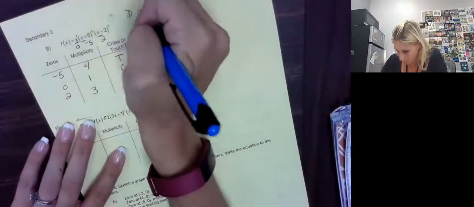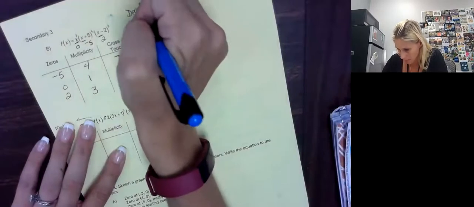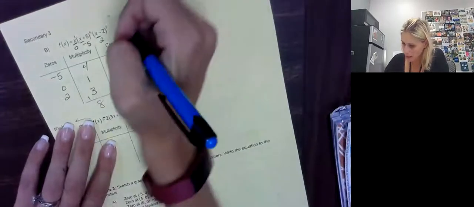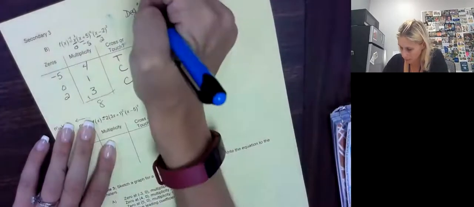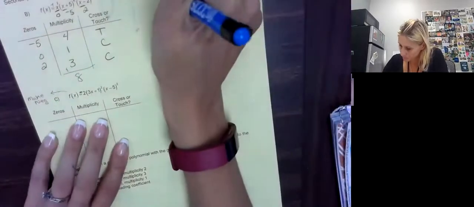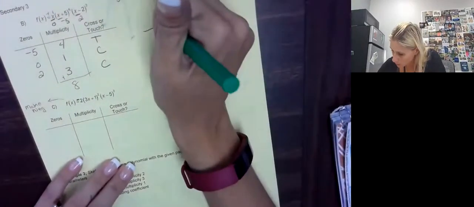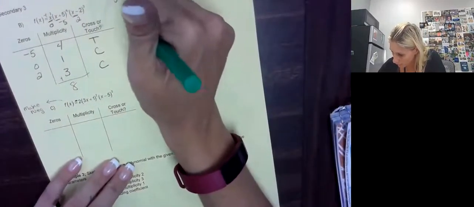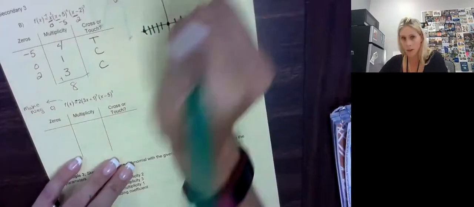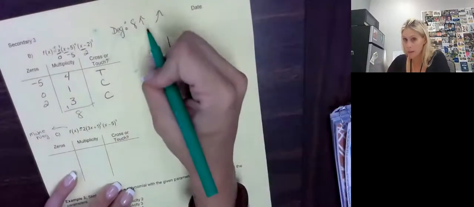Okay. End behavior or degree. Okay, let's look at the degree first. Remember, the degree comes from adding. So we get 8, and it's a positive. So I know my end behaviors both go up. All right, plot your zeros first. So -5, 0, and 2. Plot your end behavior, right? They both go up.